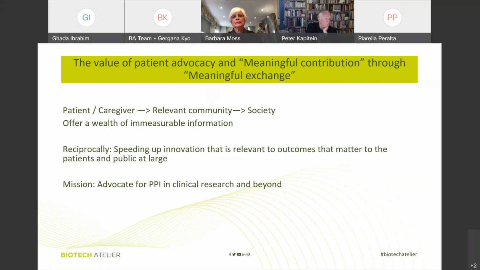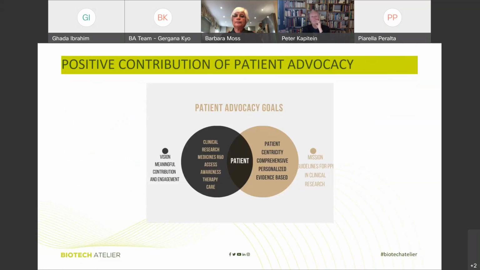So like I was saying earlier, everyone has a certain mission from where you stand. Of course, we would love it to be comprehensive, but if I were to put my mission in a few words, it is that I advocate for patient-public involvement in clinical research and beyond. So next slide, please. Because I believe in the positive contribution of patient advocacy. And I hope that all of us here do too.